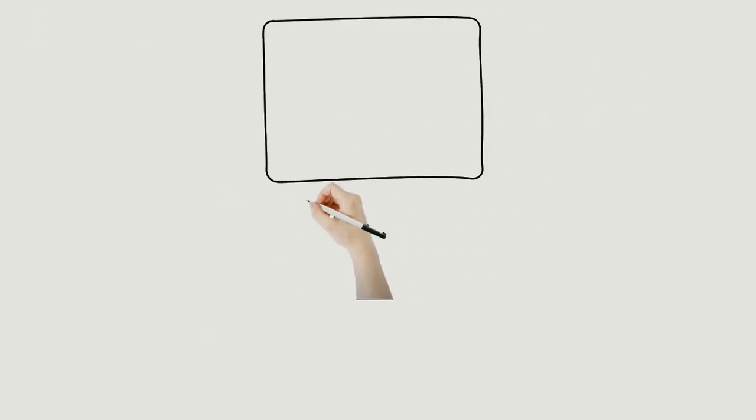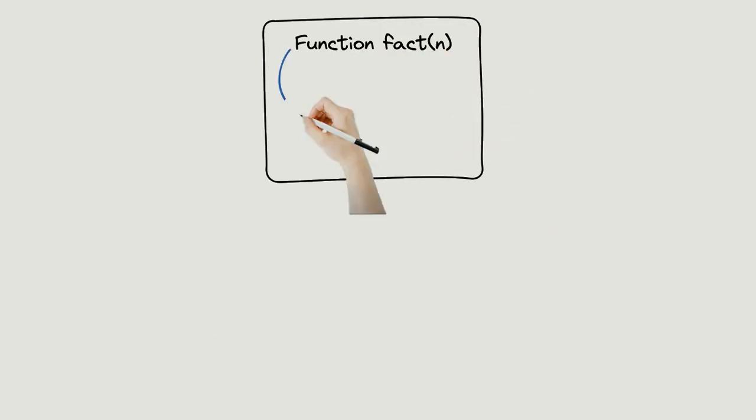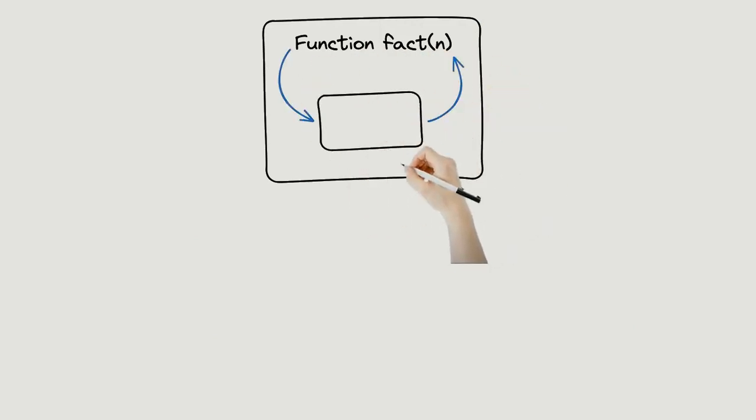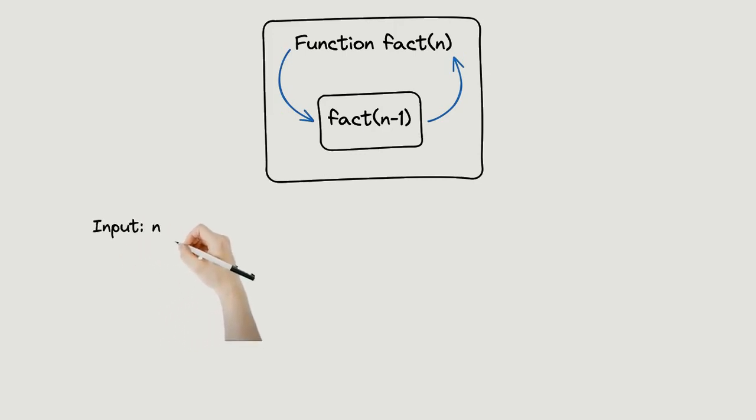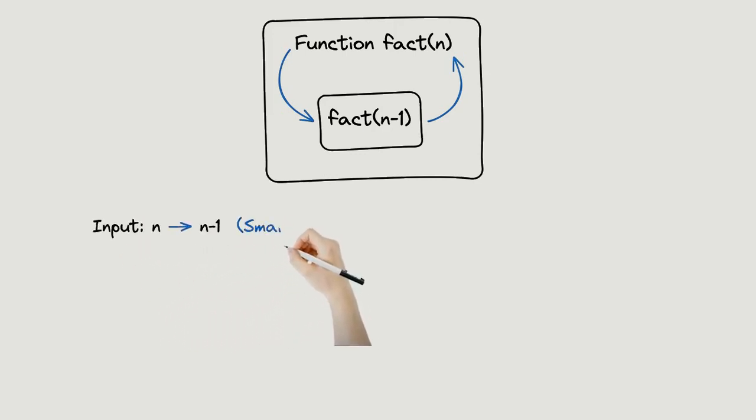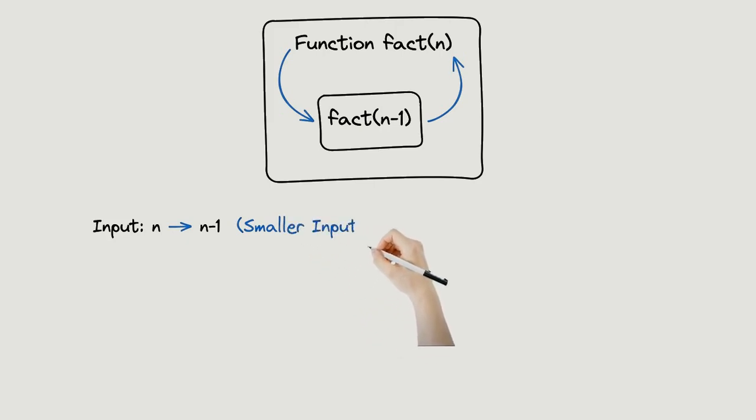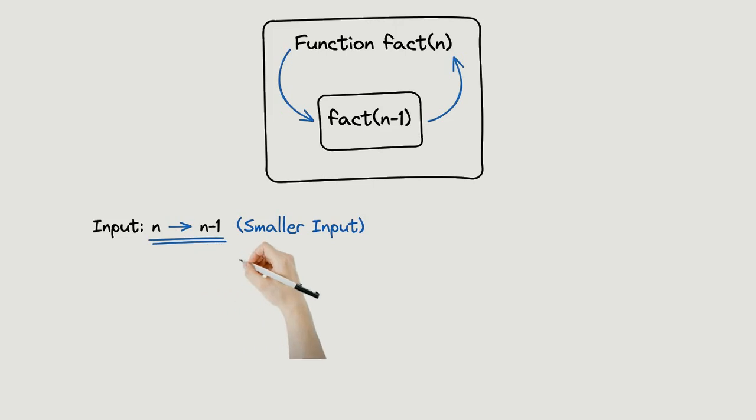Now, when we turn that idea into code, it becomes a function that calls itself. That's where the confusion usually starts. Seeing a function name inside its own body feels circular, like the function is asking itself for help forever. But the key detail is that it never calls itself with the same input. Each call works on a smaller input, and eventually one call hits the base case and stops.